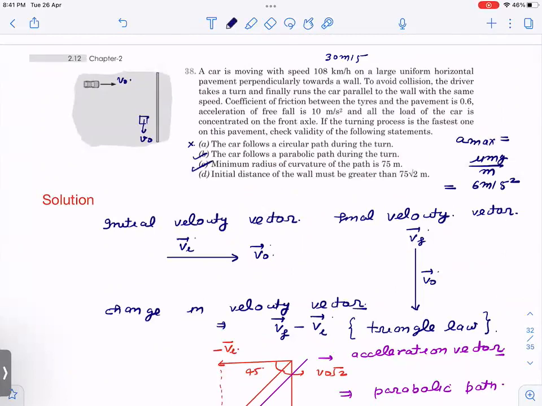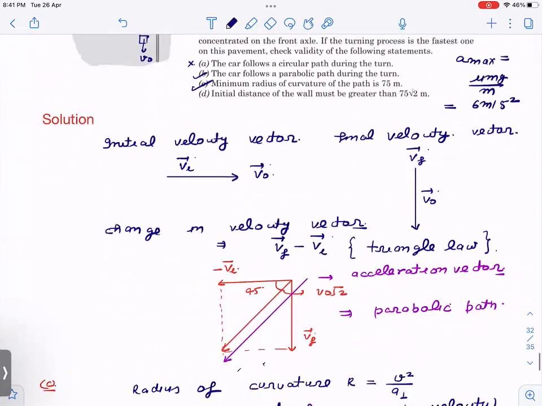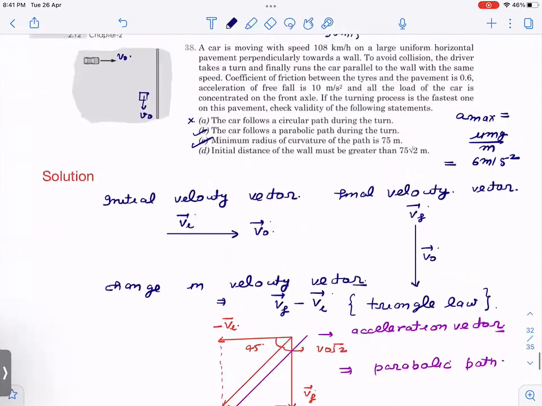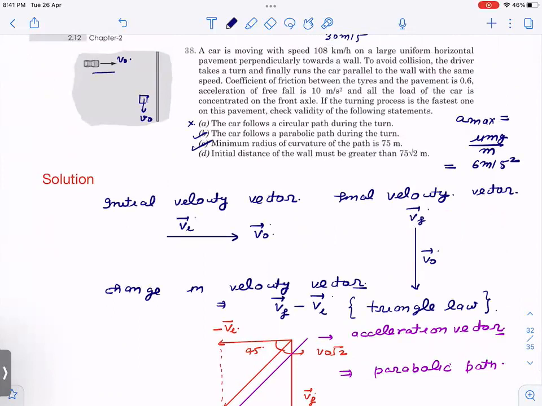D option, initial distance of the wall must be greater than 75 root 2. So now when it is taking a turn, we need to find out this distance. This would be D option. We have to check whether D should be greater than 75 by root 2.